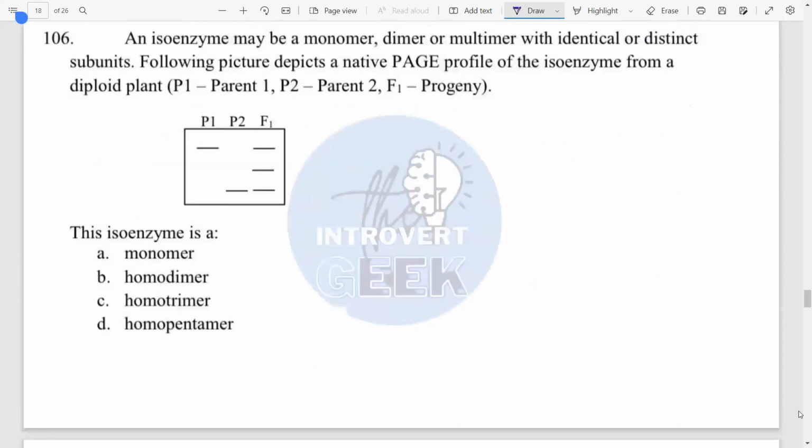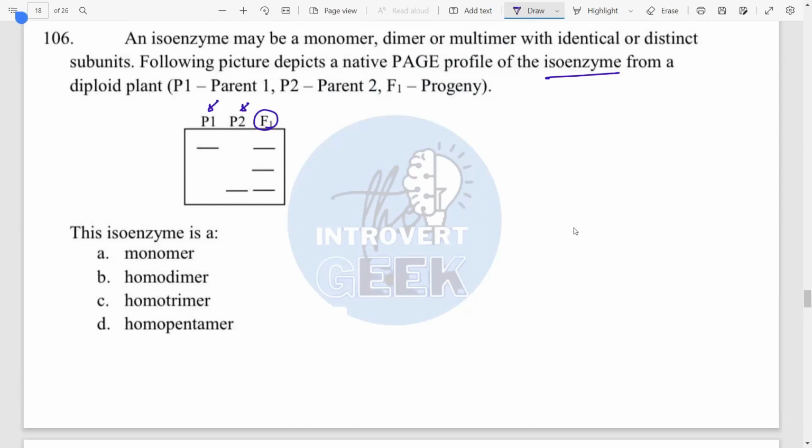Again, a very, very interesting question. An isozyme may be a monomer, dimer, or multimer with identical or distinct subunits. The following picture depicts a native PAGE profile of the isozyme from the diploid plant. So this is a plant, and this is the first parent P1. This is the second parent P2, and this is F1. From these bands, we have to conclude whether the enzyme is a monomer, homodimer, homotrimer, or pentamer.